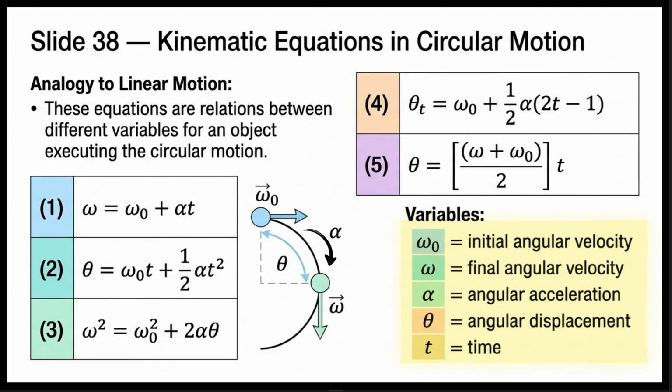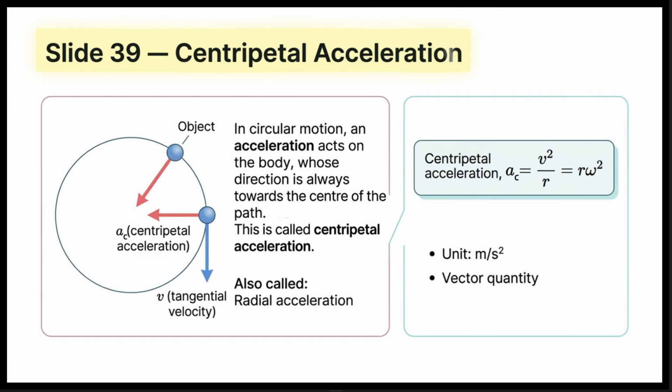And t is time. Here's a result that surprises many people the first time they encounter it. In circular motion, even at perfectly constant speed, there is always acceleration. The reason is that velocity is a vector, and its direction is continuously changing even when its magnitude is fixed. This acceleration is called centripetal acceleration, also called radial acceleration, and its direction is always toward the center of the circular path. The diagram shows the centripetal acceleration as an inward arrow at a point on the circle, while velocity v is tangent and perpendicular to it.